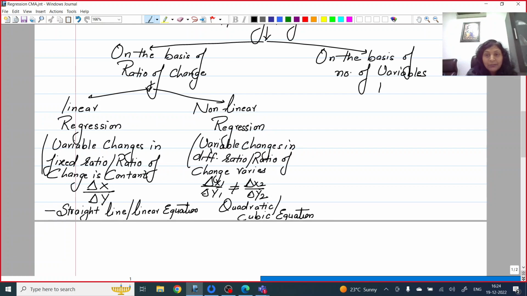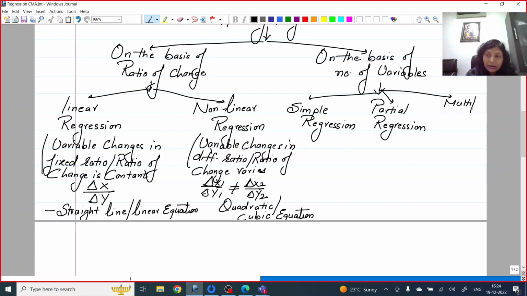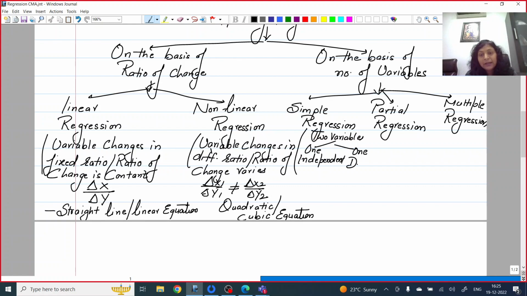And when we classify them on the basis of number of variables, we have simple regression, partial regression, and multiple regression. So now we explain each one of them. Simple regression means we have just two variables, in which one is dependent and one is independent. Then this is called simple regression.